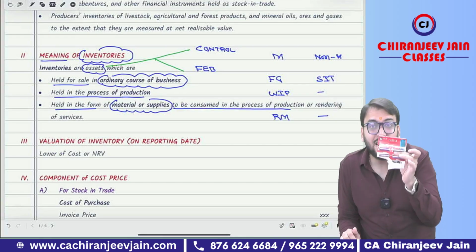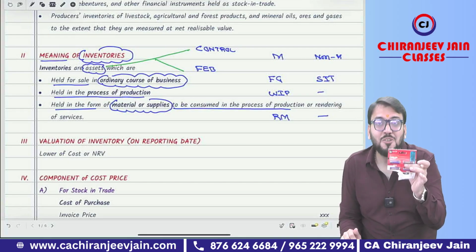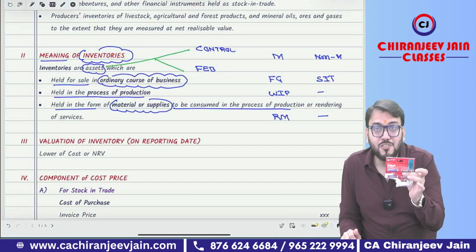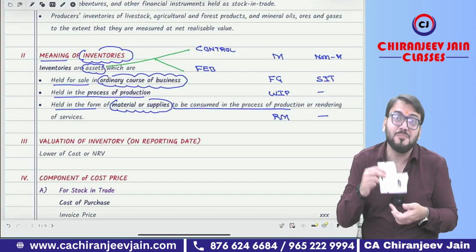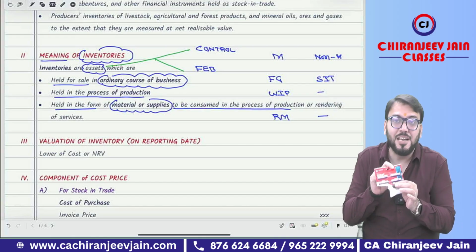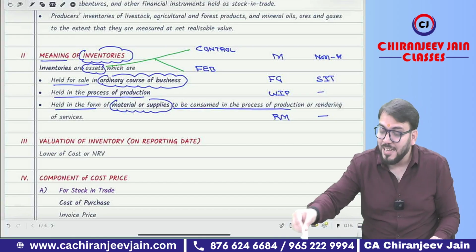Correct? Now, these are the batteries which are held for consumption in the process of rendering of services. Therefore, this is my inventory only. For a service organization also it is my inventory.